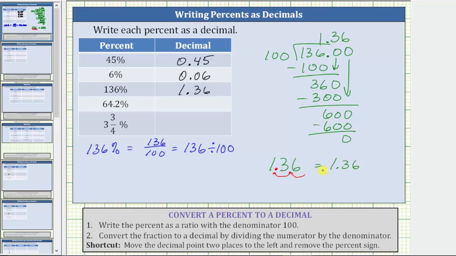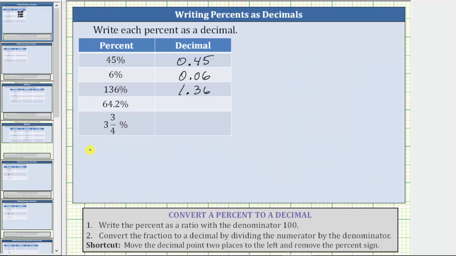To convert the last 2 percentages to a decimal, we will only use the shortcut. But just to be consistent, 64.2% is equal to 64.2 over 100 as a ratio or fraction, which if we did want to divide to convert to a decimal, this is equal to 64.2 divided by 100.